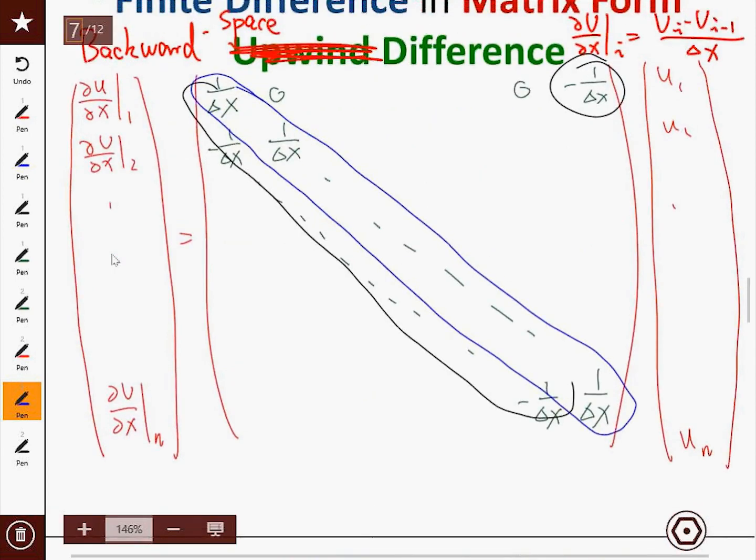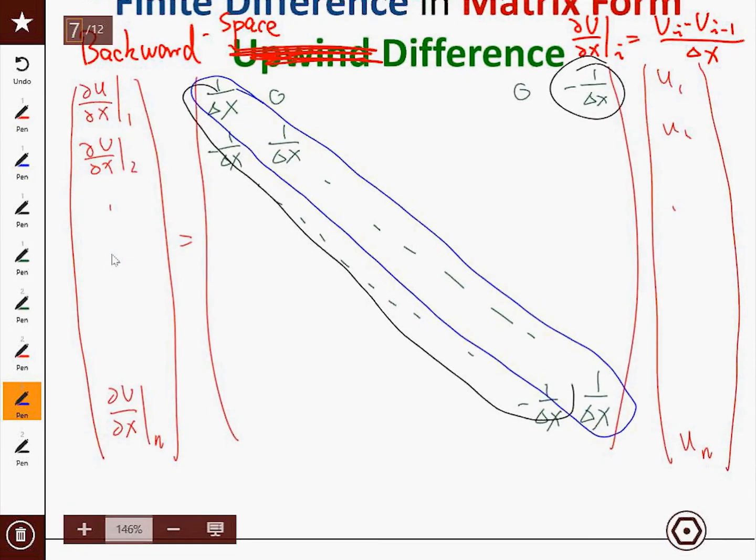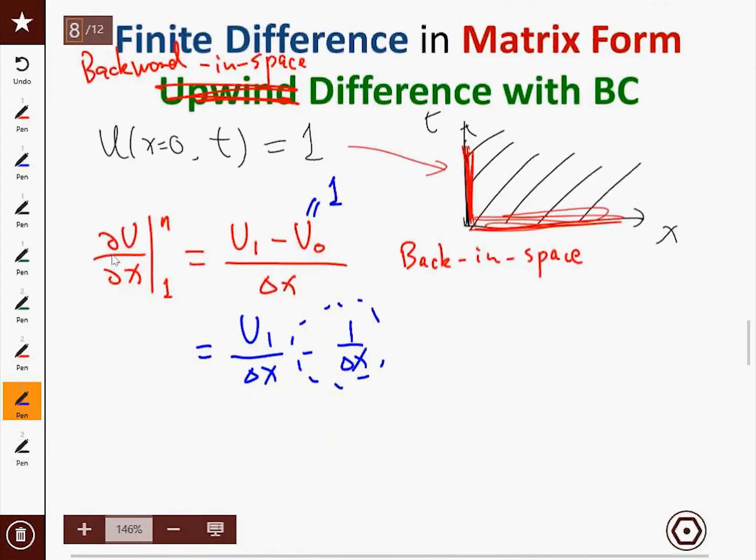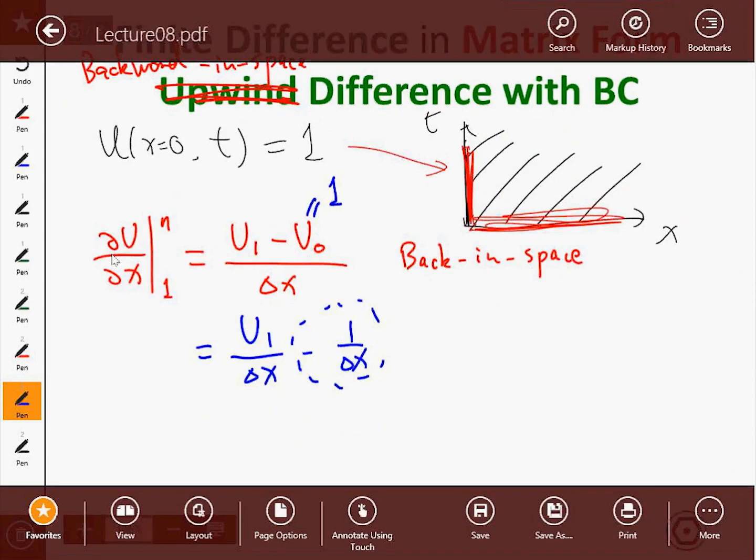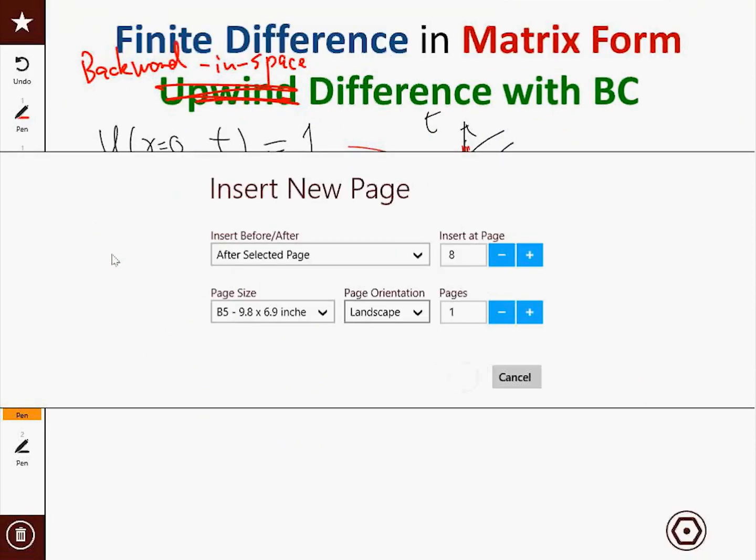Or if you look at the matrix form, we have, first of all, this term goes away, right? We don't have this. But in addition to the matrix, we have something else. We have a negative of 1 over delta x sitting over here as an additional vector to this matrix. Let me make a new page.